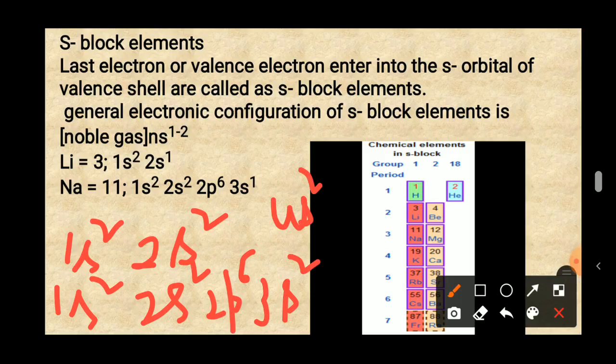That means in these s-block elements, the last electron enters which orbital? The s orbital. Here also it is the s orbital of the outermost shell. So this is called s-block elements. I will repeat it again: the valence electron or last electron entering the s orbital of the outermost shell defines s-block elements. Based on that you can write a general electronic configuration of s-block elements.